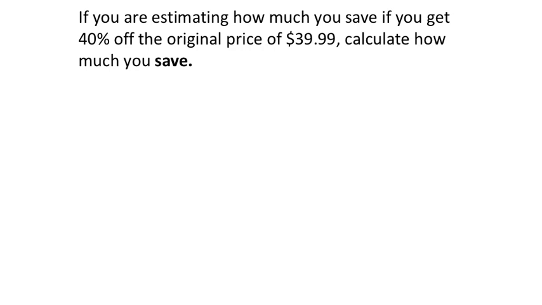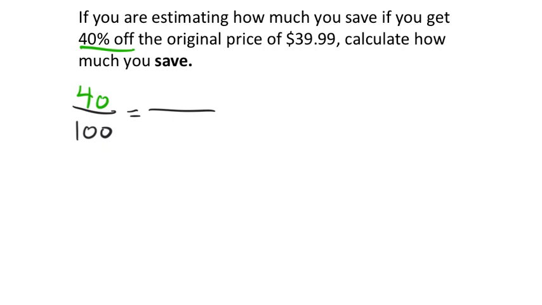If you're estimating how much you save if you get 40% off the original price of $39.99, calculate how much you save. So the amount that you save is the same as the percent off. So when we set up our percent proportion, okay, so it's always out of 100. They did give us the percent off, so that's 40% off, which again tells you how much you save. I mean, there's some marketing garbage going on there because if you weren't going to buy it, then you don't save it. You end up spending more and you don't save. Anyways, that's a whole different story.